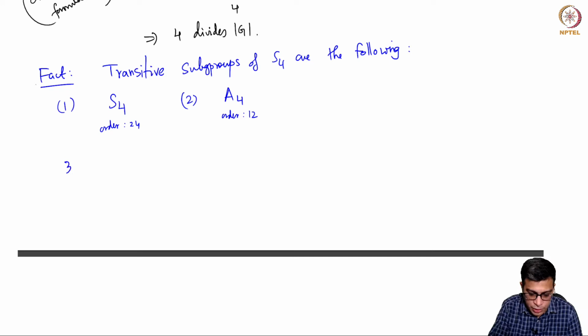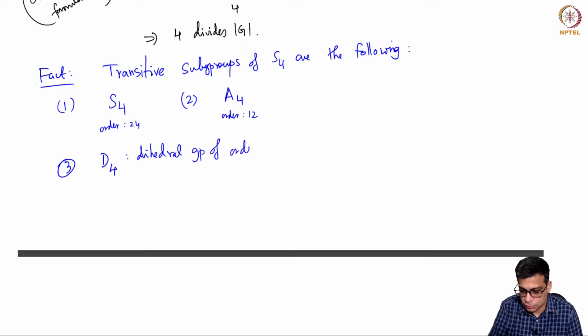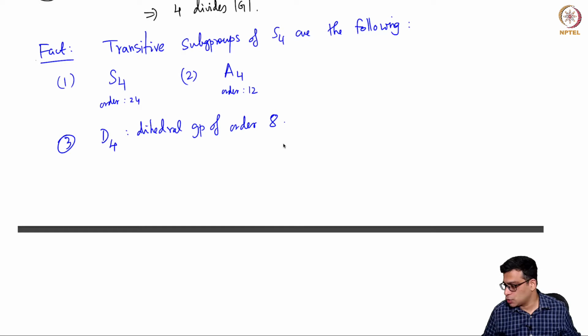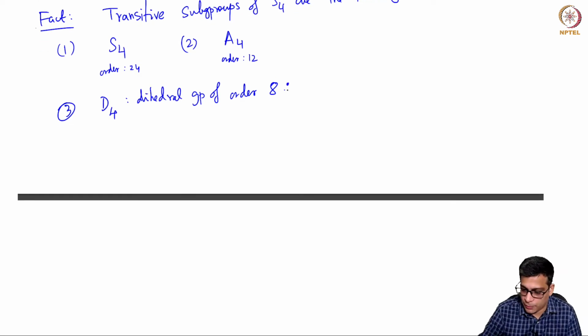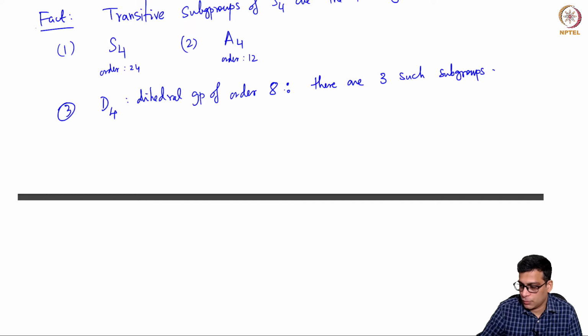The third one is a collection of groups which are all isomorphic to a dihedral group of order 8. There are 3 such subgroups, all conjugate to each other in S4.